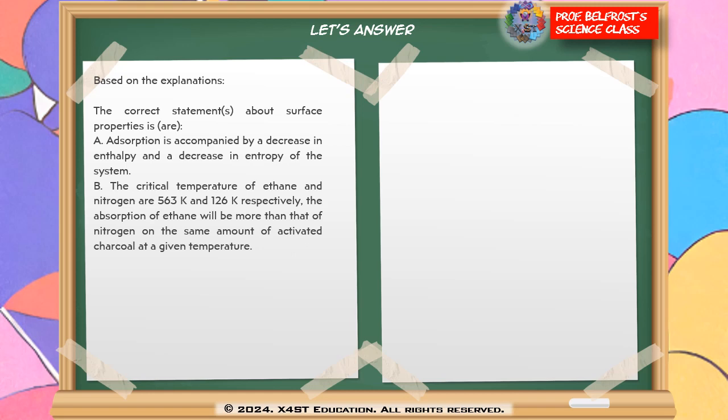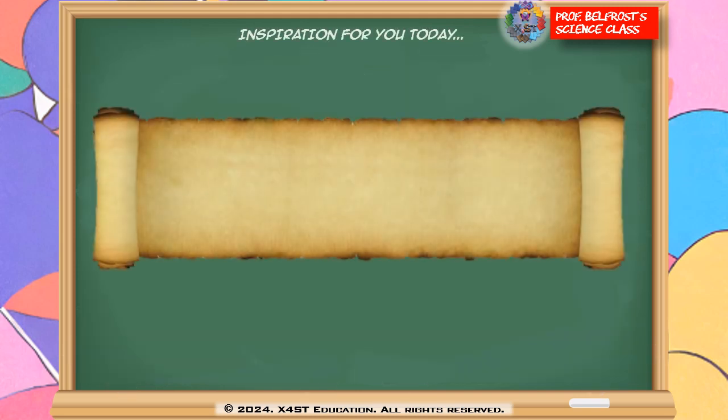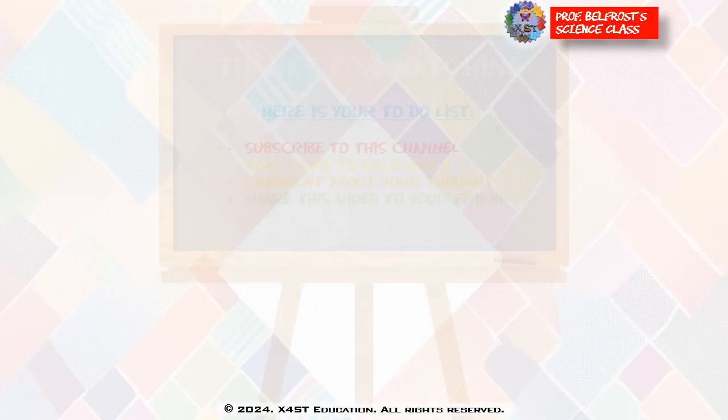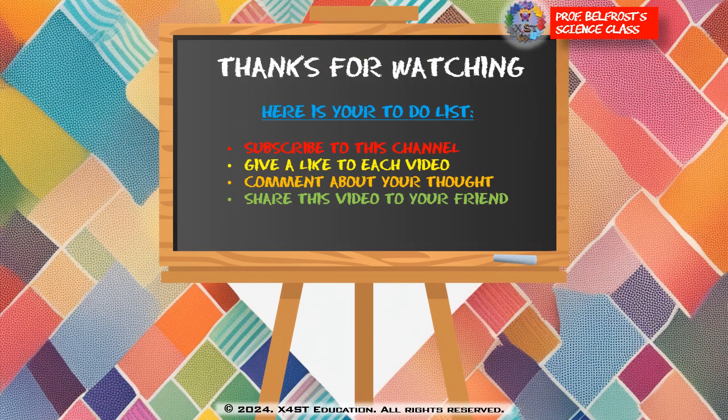That's the discussion for today. Let's see what quote I can give you today. Kazuo Ishiguro once said that the art of life lies in a constant readjustment to our surroundings. So we always need to adapt ourselves to our surroundings, as change is unavoidable.